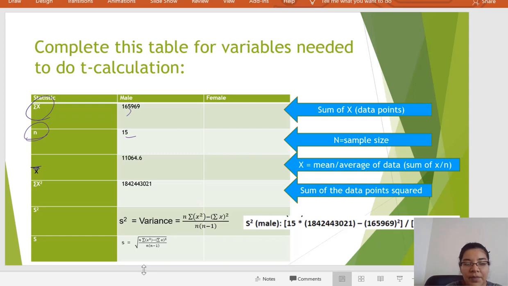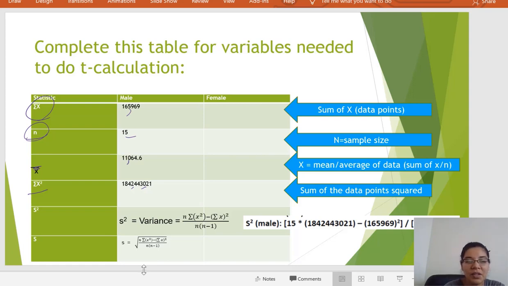X with a little bar on top means it's the mean, the average of the data, and remember we did that: 11,064.6. The sum of x squared is what we just calculated. It's this large number here. You need to be careful with rewriting those digits, because if you miss one number, we're talking about big errors. So try your best not to miss a number. Again, you could use Excel to do the math for you so you can reduce error.